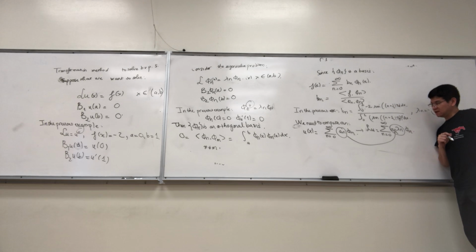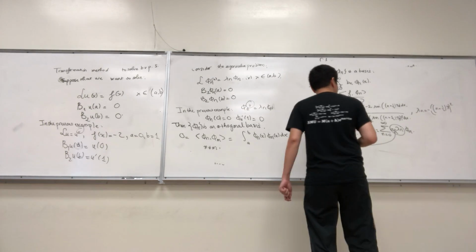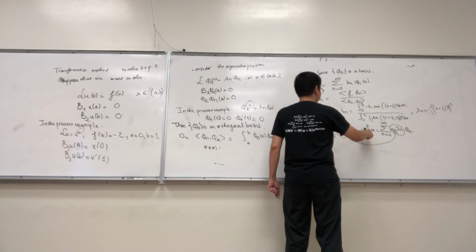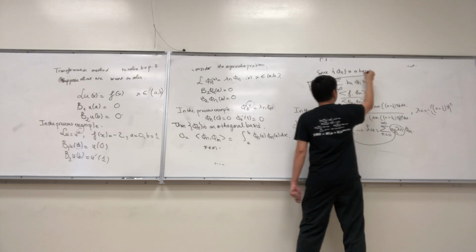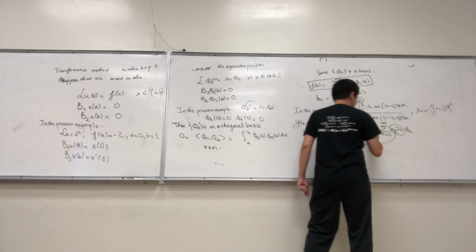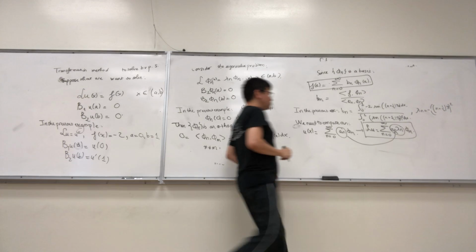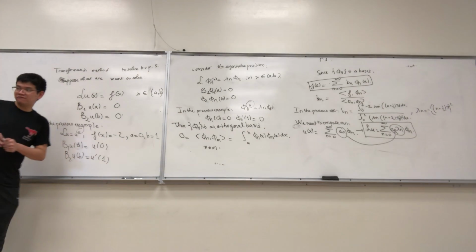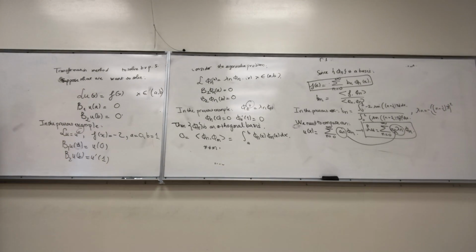That's good. Now you have f, which is here, and you have Lu. So how do I solve? How do I find a_n? Like we said before, we know the coefficients b_n, and so then you divide by lambda_n on both sides.